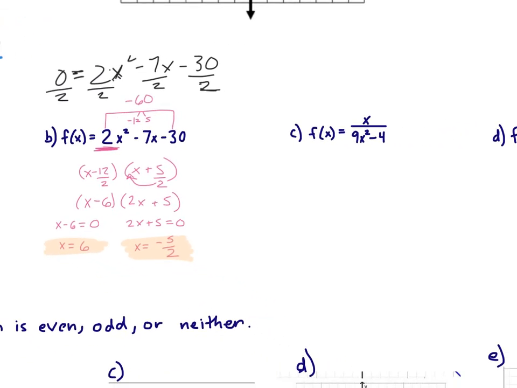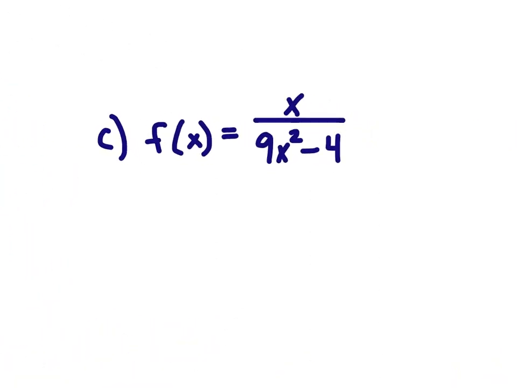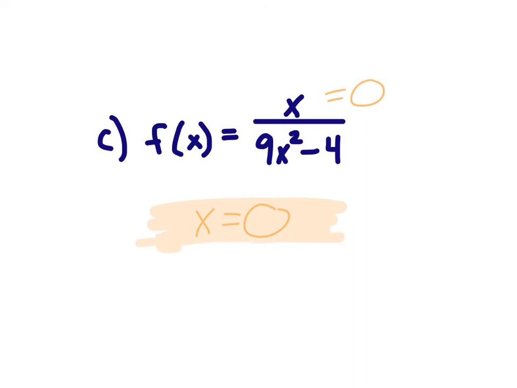Okay, let's take a look at C. So here we have a fraction. All that we need for our fraction is our numerator to be equal to 0. So x is equal to 0 is our answer here.